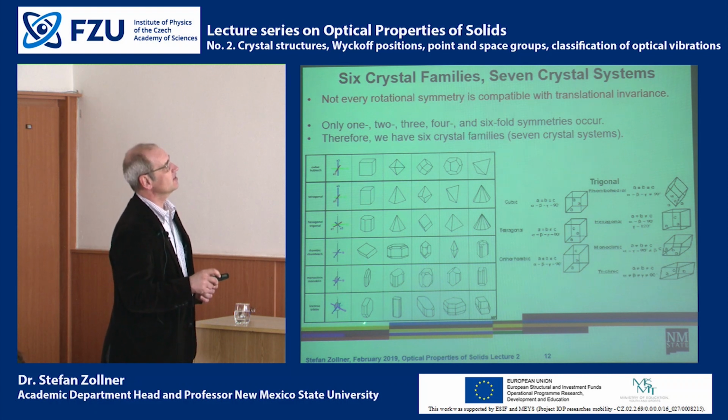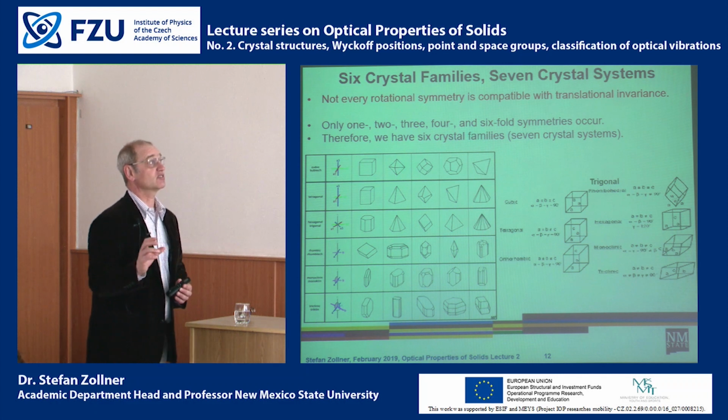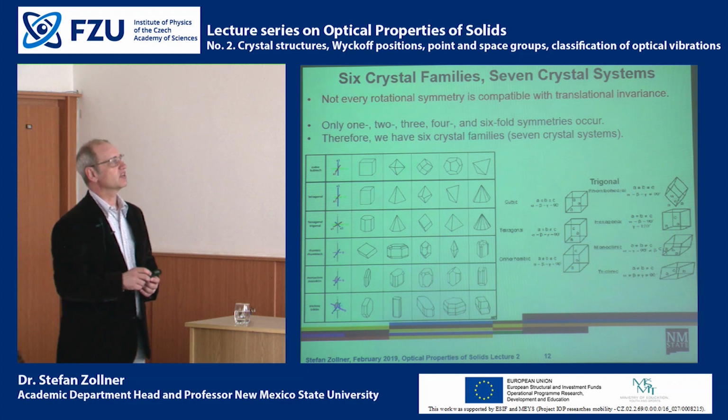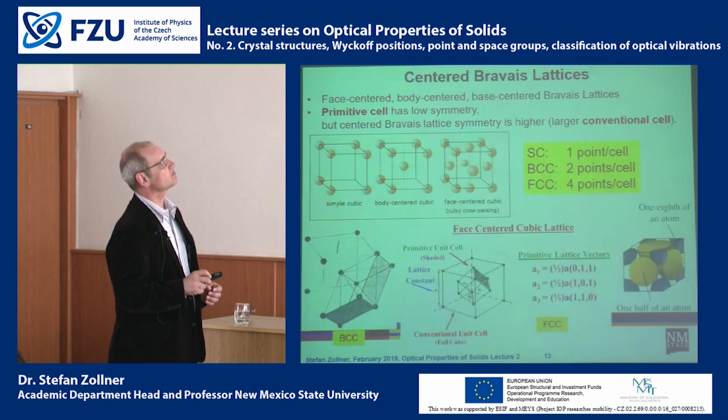So these are the 6 or 7 crystal systems. Sometimes the hexagonal family is broken up into 2 systems, which are called trigonal and hexagonal, and they're somehow related or can be made related. So that's why there's a question, is it 6 or is it 7?